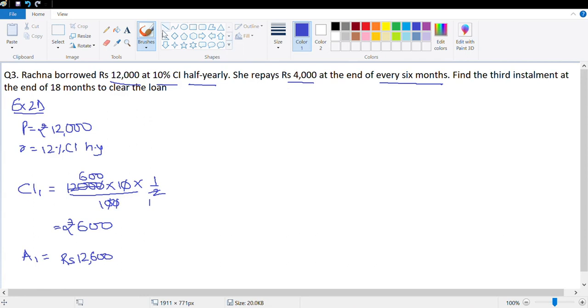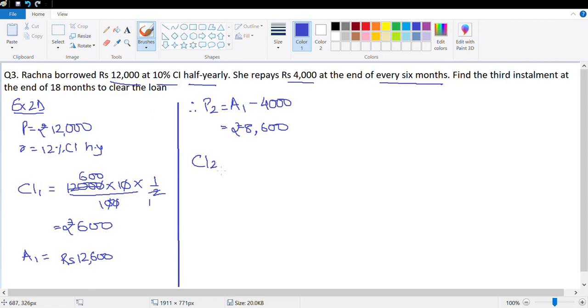Next, since she repays some money, how much does she pay? She repays 4,000. Therefore, principal for second term will be equal to A1 minus 4,000. In this case, it would be rupees 8,600. Now let's calculate compound interest for the second 6 months, which is second term.